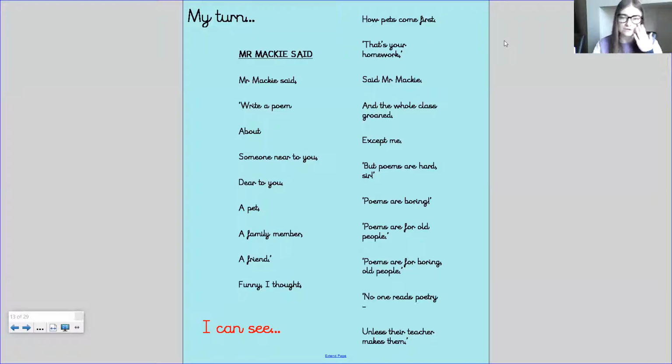Okay, so for my turn, first of all, I'm going to show you how I'm going to look at this poem and what I'm going to take from it. And then it's going to be your turn to have a little go at taking notes from poems. So I'm going to read it first of all.